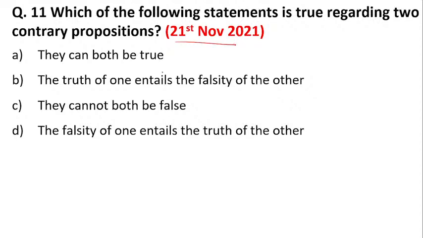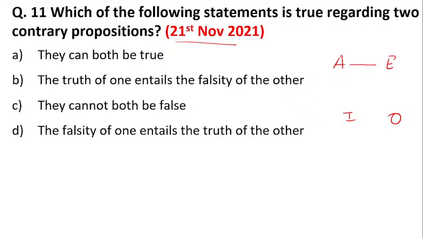I am saying, which is true regarding contrary proposition? So, can you tell me? One student is saying A. Oh my god. Please, guys, don't scare me. I'm not expecting this from you. How can you say that they can both be true? I'm talking about contrary. We have just seen a question on contrary. Don't make such kinds of errors.